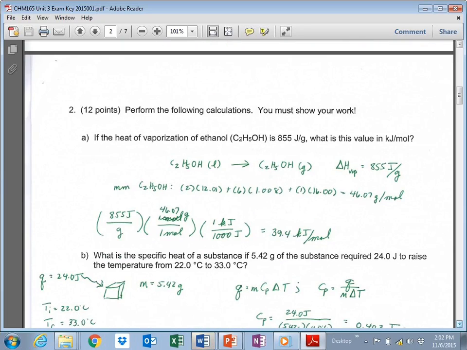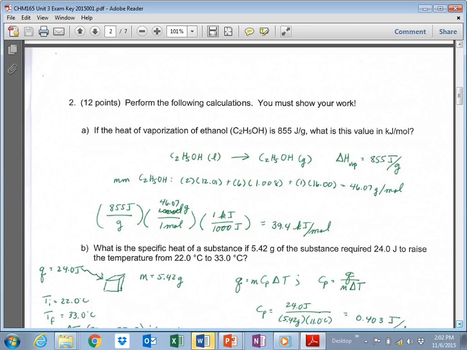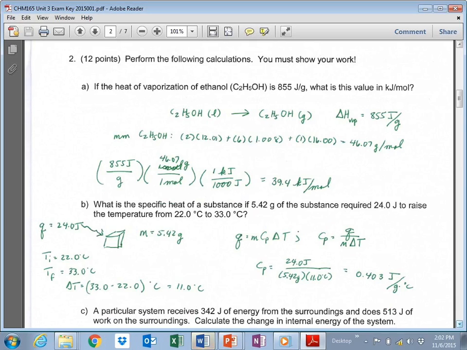All right, so for A, these were all kind of small things here. I think they were 3 points apiece. The first one is basically take the heat of vaporization given in joules per gram and convert it to kilojoules per mole using the molar mass of the compound. For B, you're supposed to use Q equals m C sub P delta T. In this case, you knew Q, you knew m, you knew delta T, but didn't know C sub P.